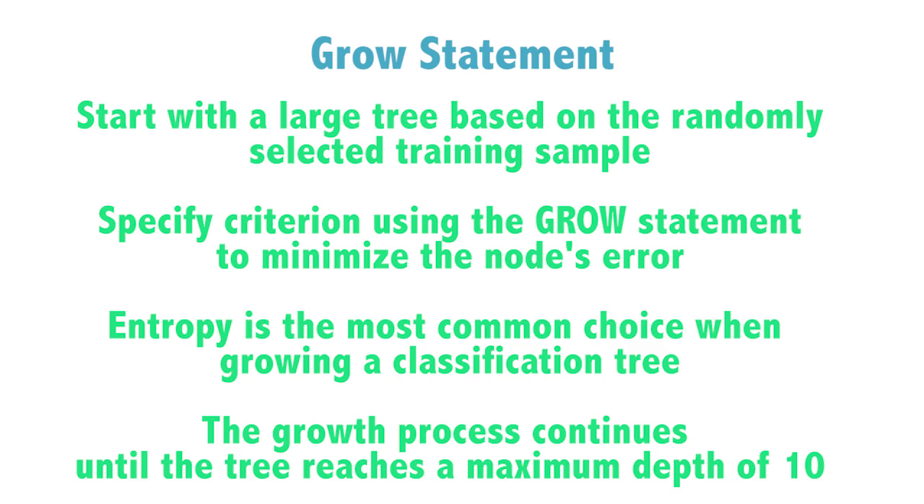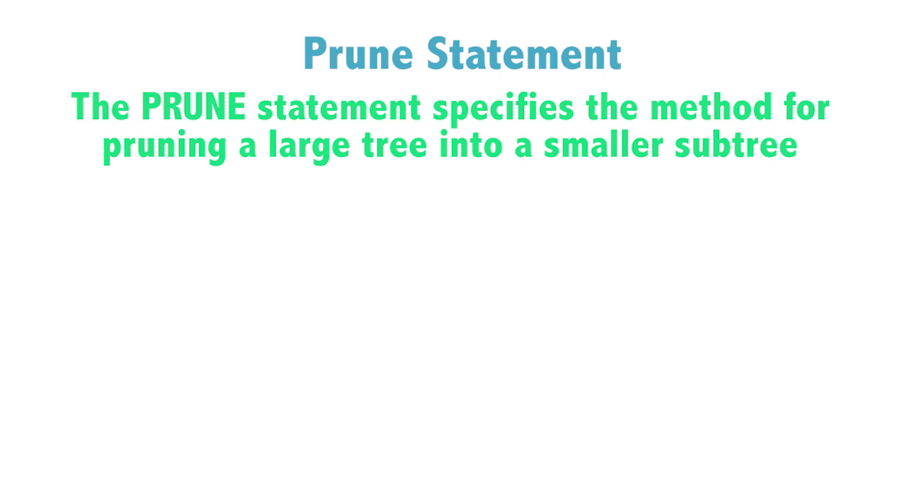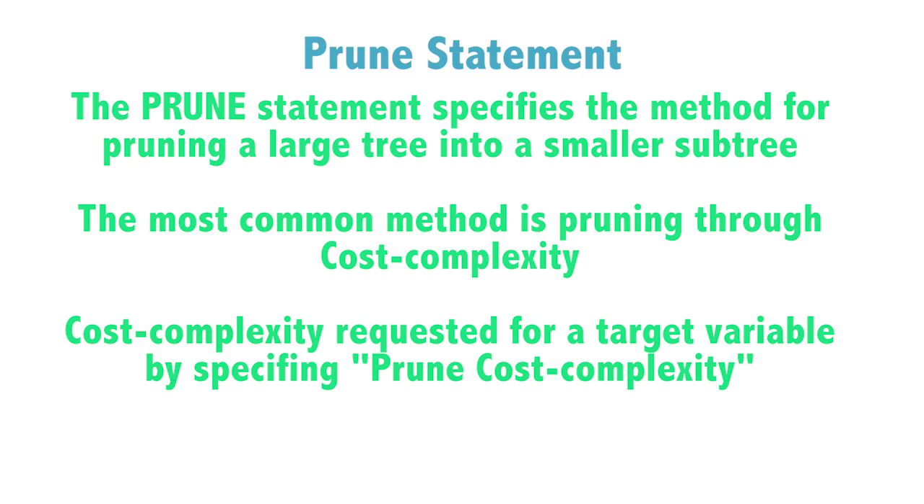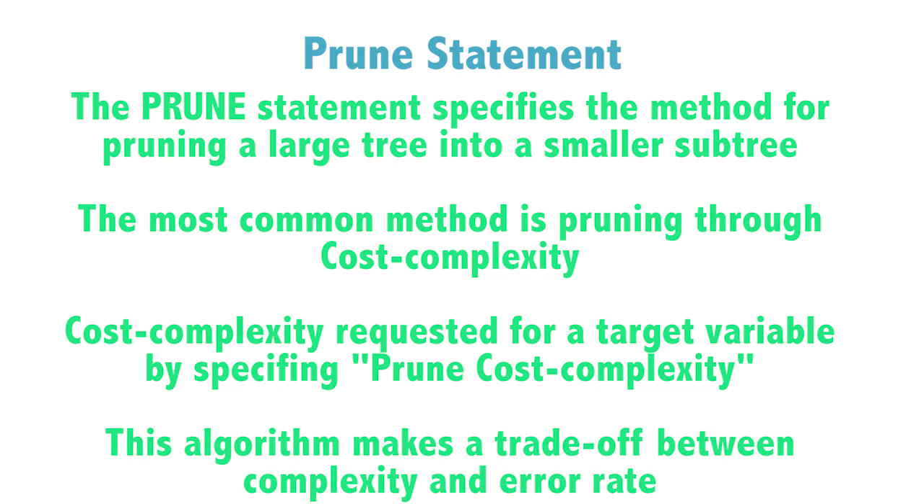The solution is to find a smaller subtree that results in a low error rate on both the training and validation samples. To do this, you use the prune statement to specify the method you'd like to use for pruning. The most common and recommended method is pruning through cost complexity. Cost complexity can be requested for either a categorical or quantitative target or response variable by specifying prune cost complexity. This algorithm is based on making trade-offs between the complexity, that is, size of the tree, and the error rate to help prevent overfitting. Thus, large trees with a low error rate are penalized in favor of smaller trees.